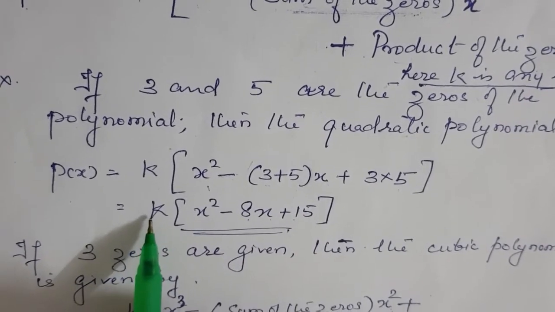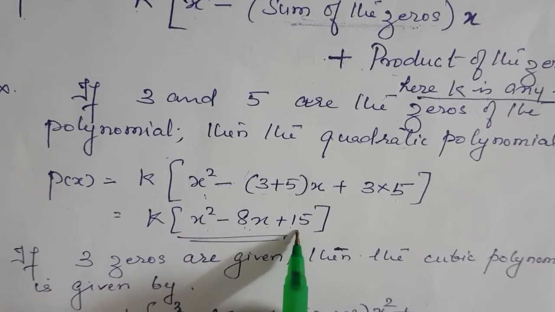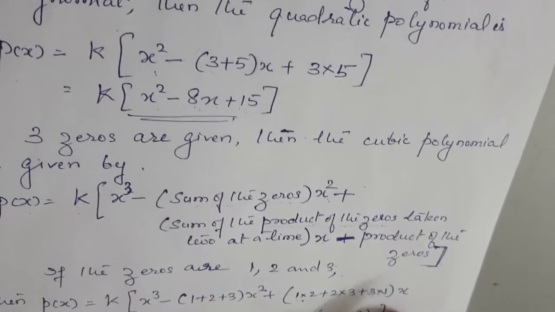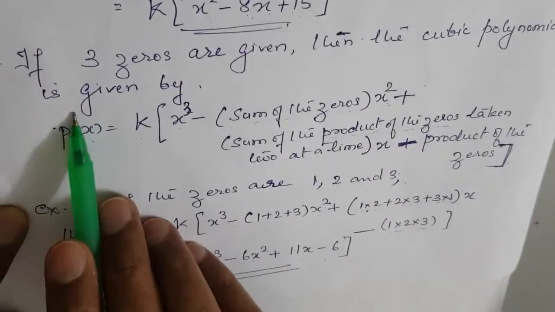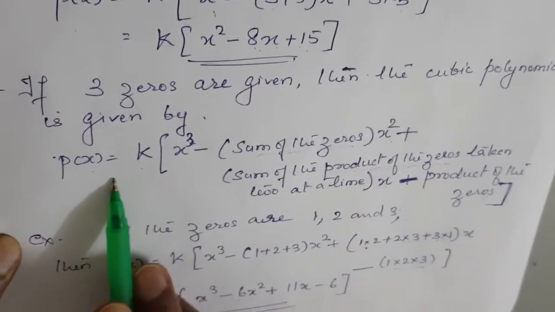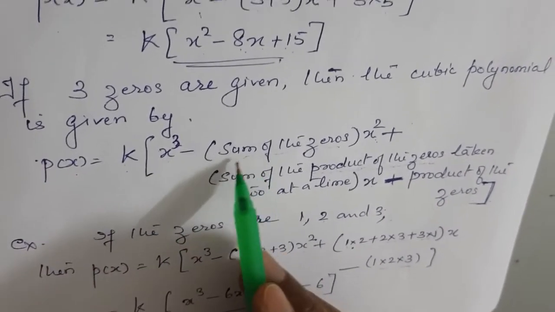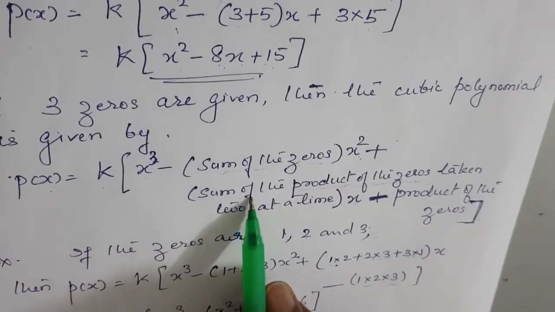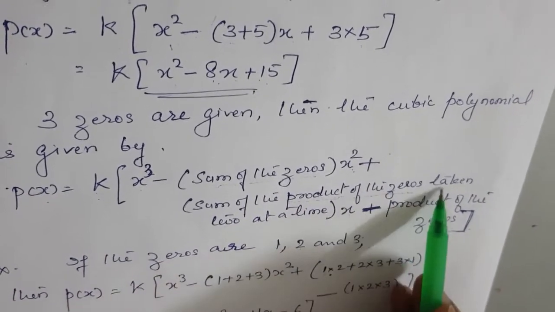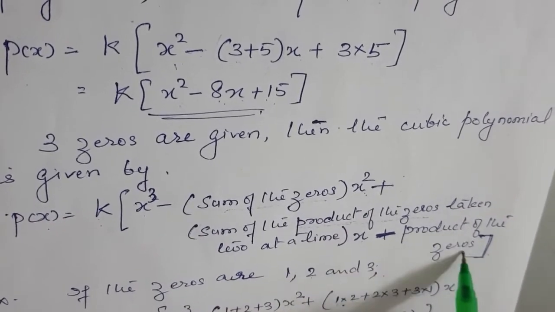Therefore, the polynomial is k times (x² − 8x + 15). Right. Now, the next example: if 3 zeros are given, then the cubic polynomial is given by p(x) = k times (x³ − (sum of the zeros) x² + (sum of the product of the zeros taken 2 at a time) x − product of the zeros).